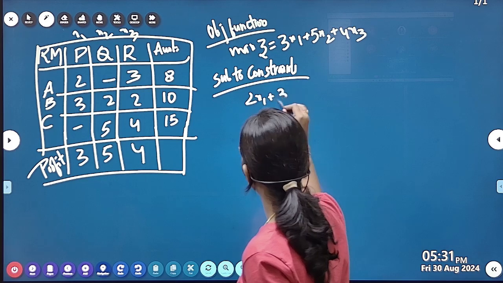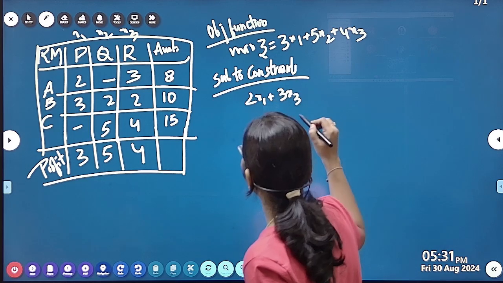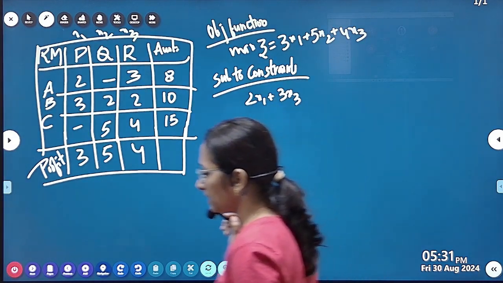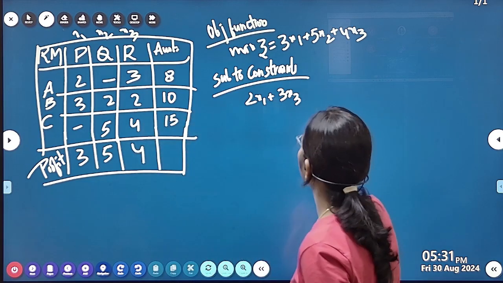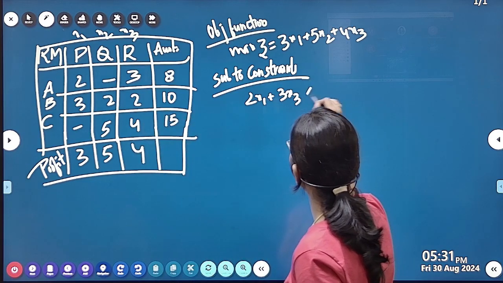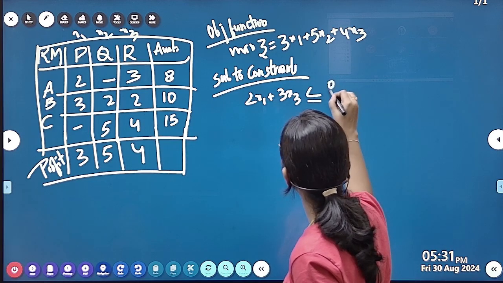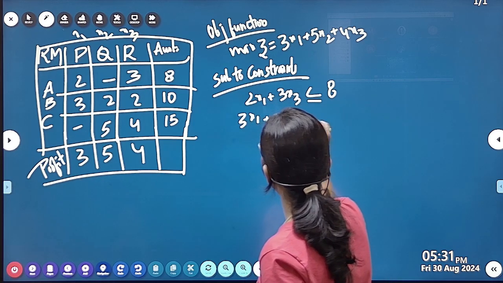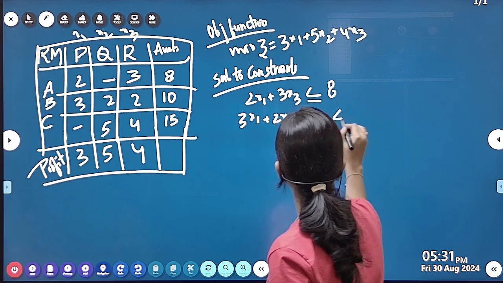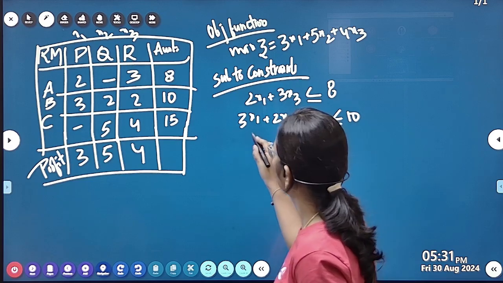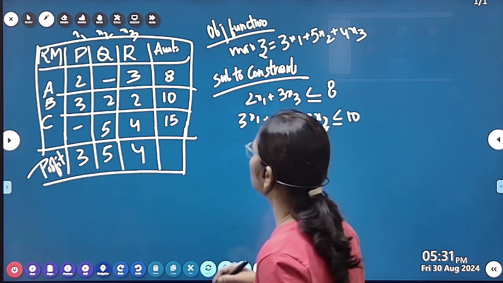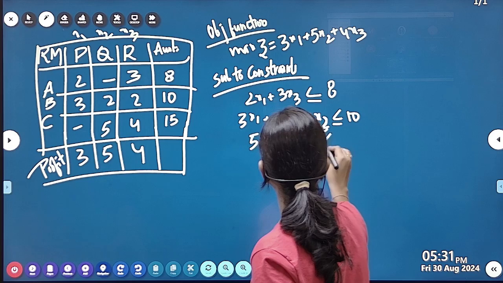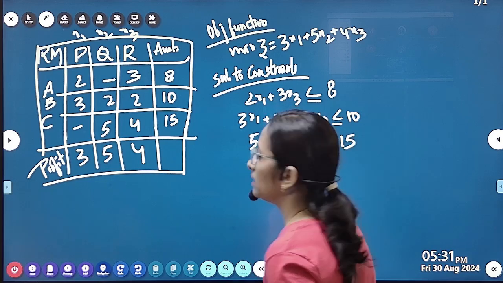2x1 plus 3x3, less than or more than? Less than. So what availability is given? Yes, available, less than or equal to 8. Next one, 3x1 plus 2x2 plus 2x3 is less than or equal to 10. Next, 5x2 plus 4x3 is less than or equal to 15.